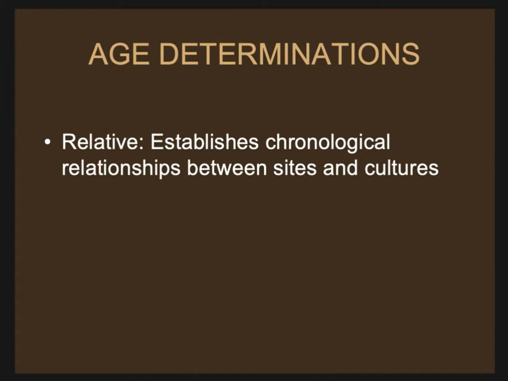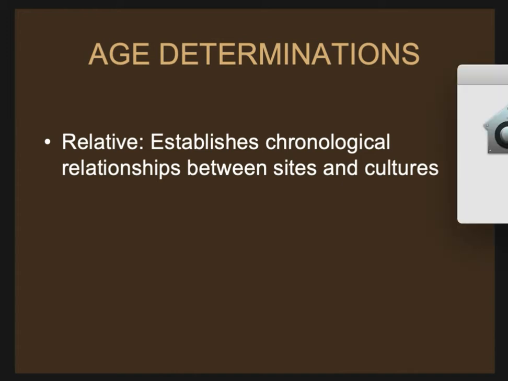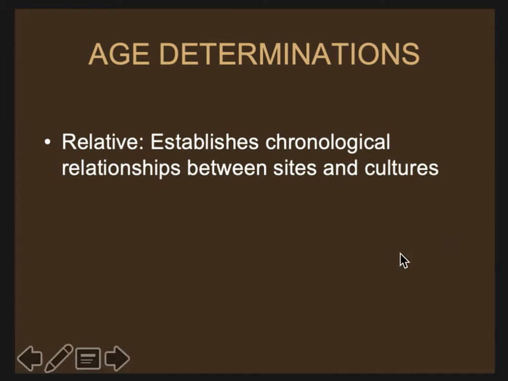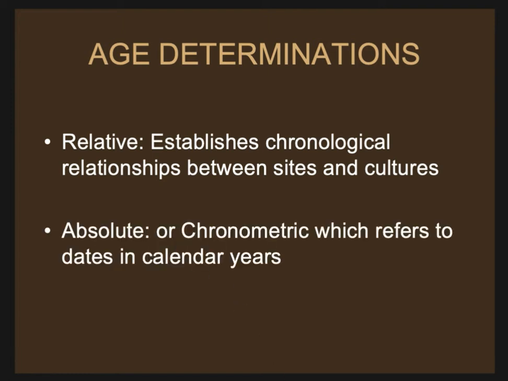Seriation and stratigraphy are both relative dating techniques because you are able to say relative to this, B is younger. Relative to that, C is older, right? That sort of thing. But you don't actually get a date in calendar years. That is absolute dating techniques like C14 dating, where you're getting a number date. We're going to look at some of these absolute dating techniques first.